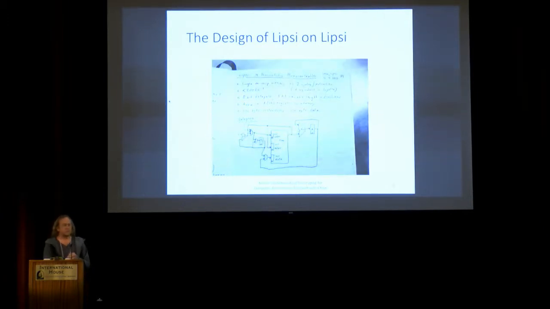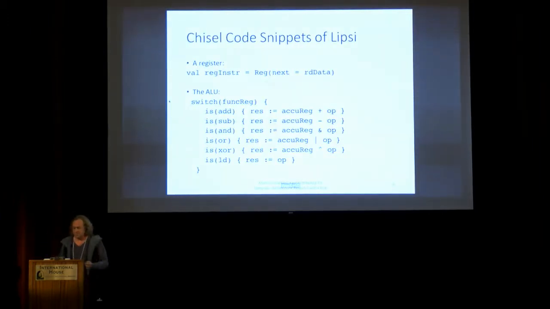The design of Lipsi was done on paper. This is actually the main design sheet. I have the features already there: I want less than 200 logic cells in an FPGA, and the full data path is written out. So a very simple design. You see some code snippets, Scala Chisel code, as you're used to.